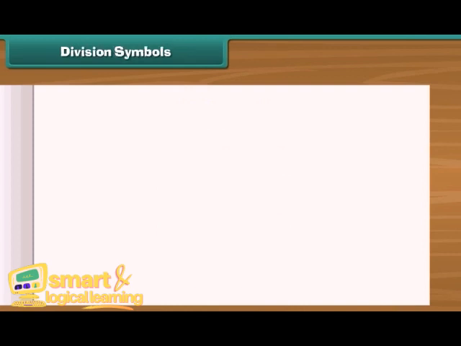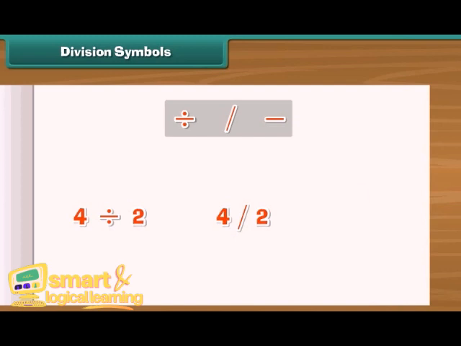Division symbols. Look at these symbols. These are division symbols. We use these symbols to indicate a division operation. For example, 4 divided by 2 can be written as 4 ÷ 2, or 4 by 2, or 4 upon 2.